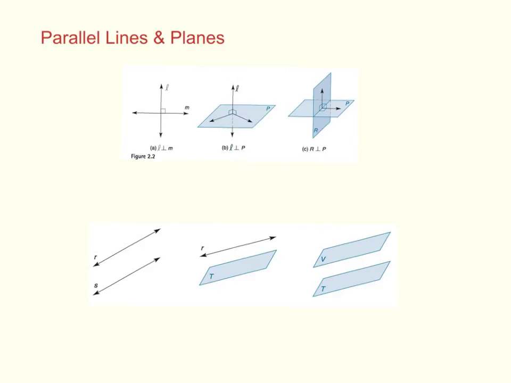Okay, we designate perpendicular by that upside down T. We also see on the far right a plane perpendicular to another plane. If we look at the bottom diagram, you see two lines that are parallel. You can see a line and a plane that are parallel, and also two planes that are parallel. And when we talk about parallel, we talk about those two lines.